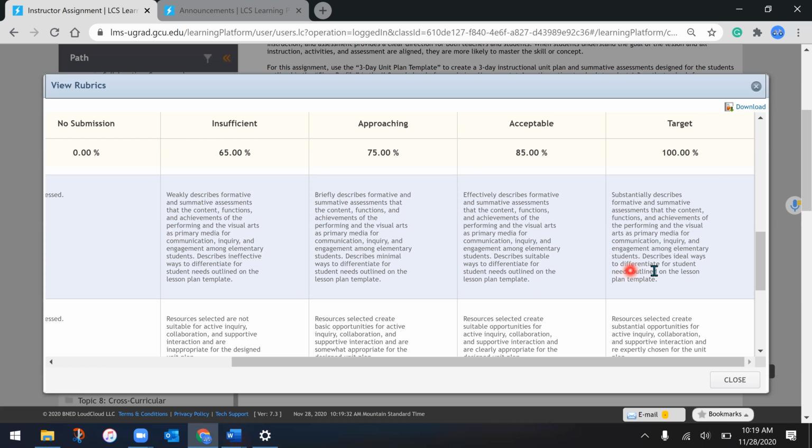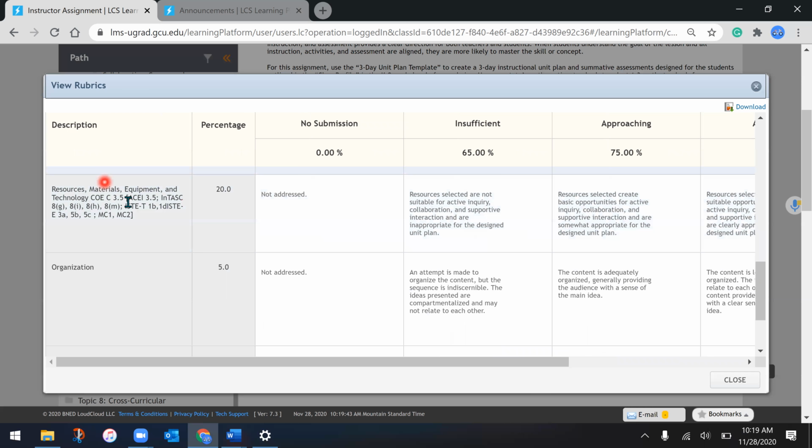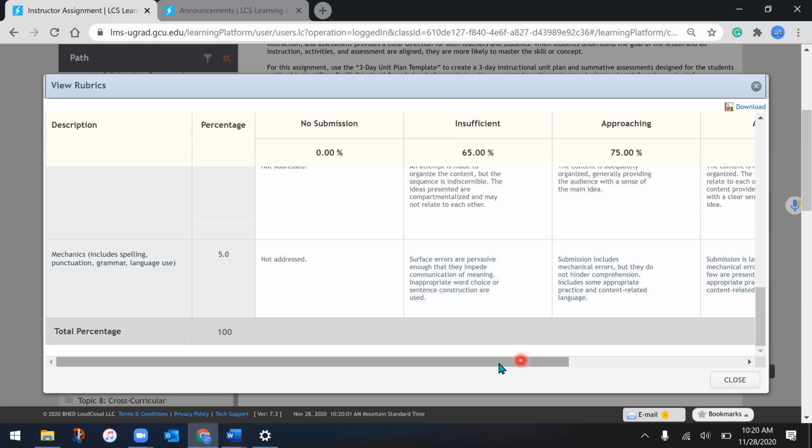And then also think about differentiating. So maybe you'll let the students that struggle use cubes, or maybe you'll give them an easier problem or something along those lines. And then we have resources. Like I said, I really like to see some use of manipulatives in every math plan for our struggling learners, because we know that our struggling learners need those hands-on and visual ways. And then just organization. Does your plan flow in a nice 3 days where it builds on each other and relates to each other? And finally, mechanics.